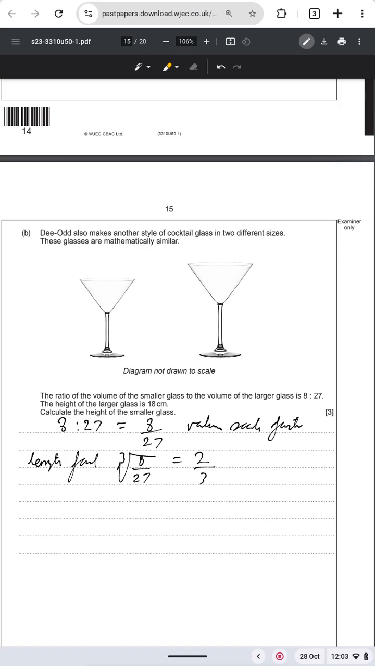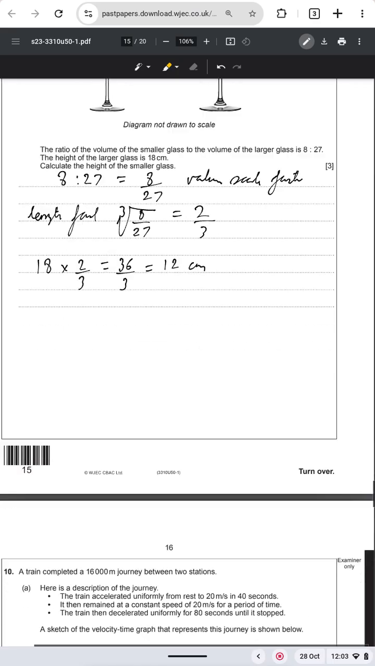So this is why it's important to know your squared and cubed numbers and have them at hand so you can see these relationships. So now we just need to do 18 times 2/3. So we can do this as 36 over 3, which is equal to 12 centimetres. So that's the height of the smaller glass.